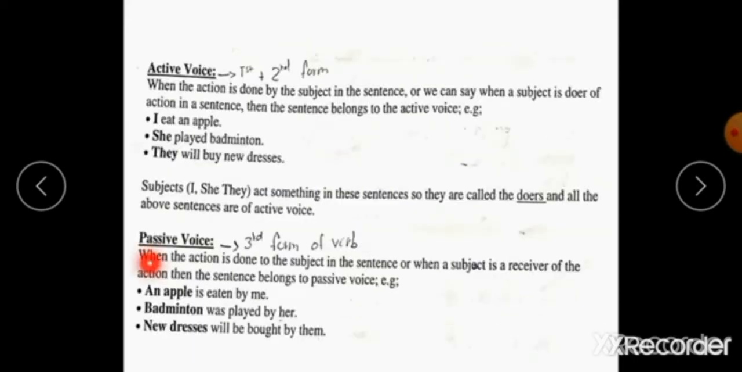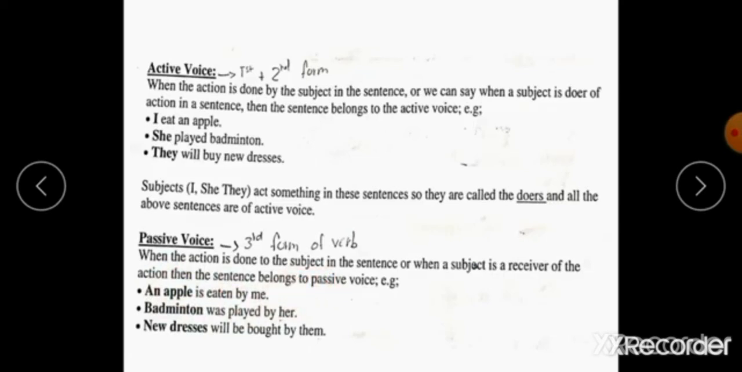What is passive voice? When the action is done to the subject in the sentence, or when a subject is a receiver, means लेने वाला, or when a subject is a receiver of the action, then the sentence belongs to passive voice. Students, an apple is eaten by me, badminton was played by her, new dresses will be bought by them. In these sentences, the structure will be opposite to the active voice. Just like in active voice, the structure will be subject, verb, object, but here is an opposite case. The structure will be opposite: object, verb and subject.